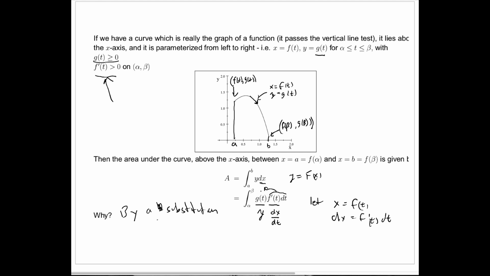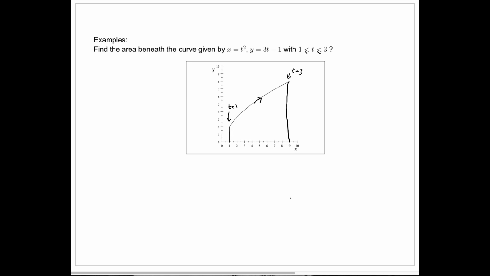The g of t gives us our y-coordinate. And how would we change the limits? Well, when t equals alpha, x equals a, and when t equals beta, x equals b. So this integral below transforms to exactly this integral above, which we already know is the area we desire. And that's what tells us we can just use the parametric representation. We do not need to eliminate the parameter and find y directly as a function of x. We can just integrate from alpha to beta, g of t, f prime of t dt, and get the area directly from the parameterization.